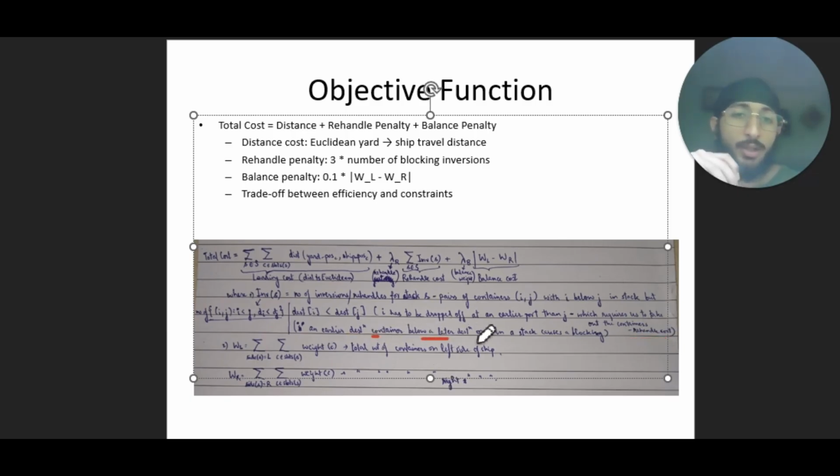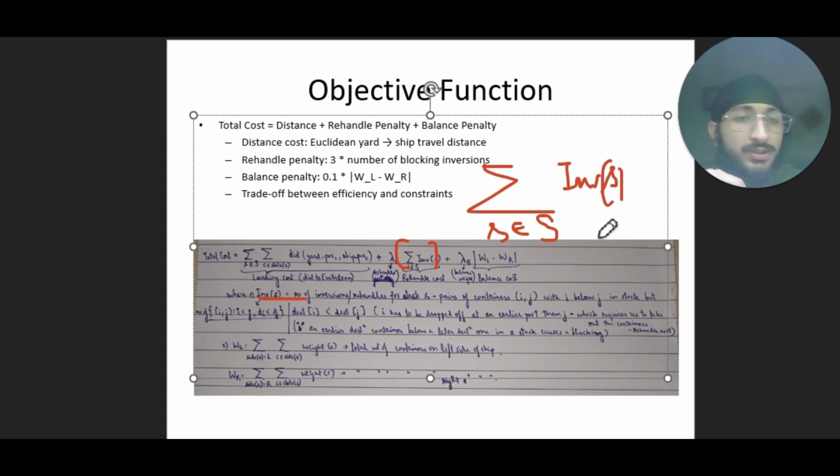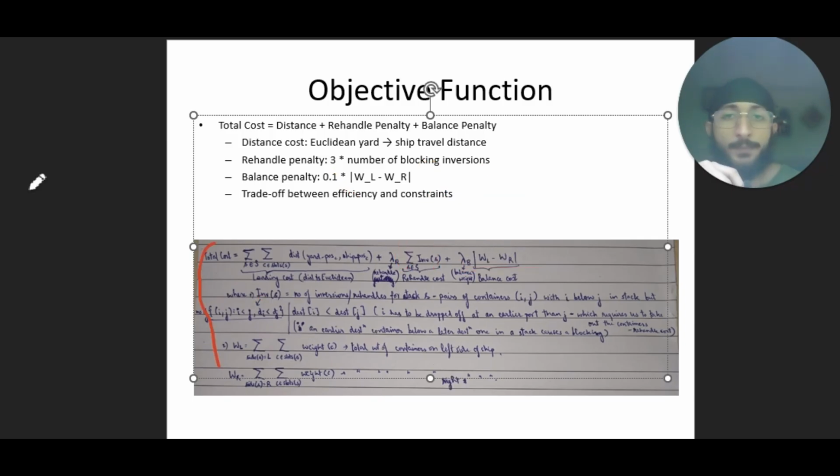Since an earlier destination container below a later destination one in a stack causes blocking, that is why this is the inversion cost, which we have summed up for all the stacks. As you can see, the summation is over all the stacks present in this stack set, right? So we are summing up the number of inversions for each stack, and lambda r is the value 3 that we have chosen here, which is the rehandle weight. Similarly, we have lambda b, which is the balance weight.